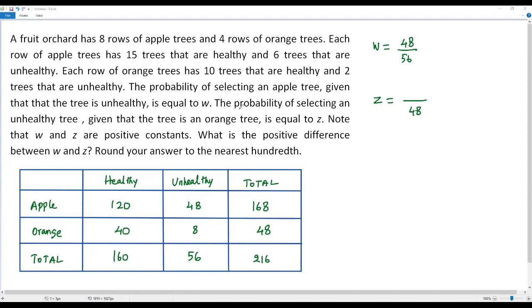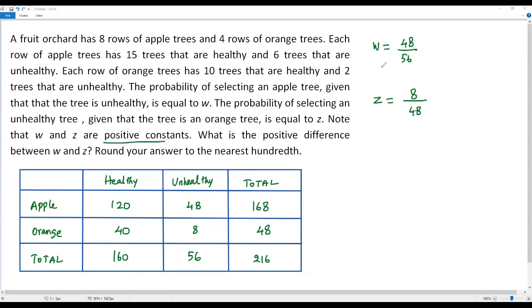Now let's consider the probability we have over here. The probability of selecting an unhealthy tree. Okay, since we have the probability of selecting an unhealthy tree, in these 48 orange trees, we have to consider the number of unhealthy trees. Okay, in these 48 orange trees, the number of unhealthy trees is 8. So this 8 should be written in the numerator. So this is the probability of selecting an unhealthy tree given that the tree is an orange tree. So that is equal to Z. Okay, here I got the values of W and Z.